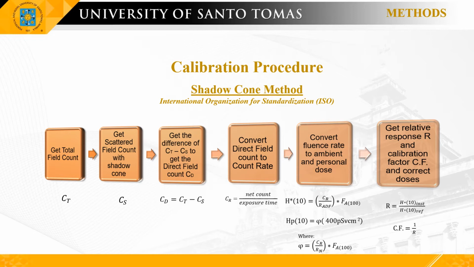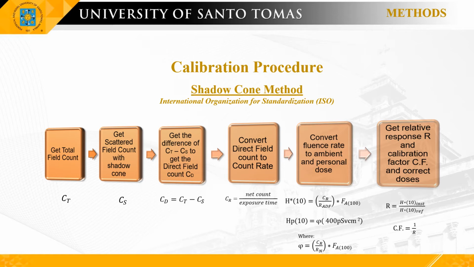Convert fluence rate to ambient dose by dividing the CR or the count rate by the factor of ambient dose equivalent to be found in the certificate of the instrument multiplied by the air attenuation coefficient. To get the personal dose, we multiply the fluence rate by a constant from SRS 16, which is 400 for Californium 252, and the unit is picosievert per cm squared, where our fluence rate would be the direct count rate divided by the factor from the certificate of the instrument multiplied by the air attenuation factor or coefficient.